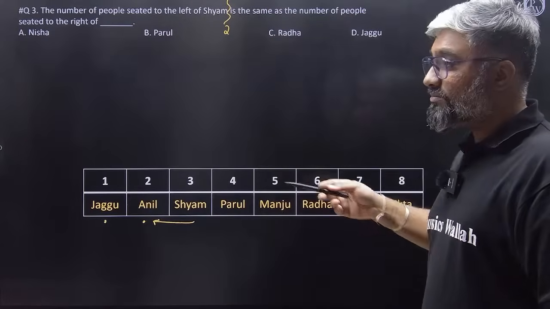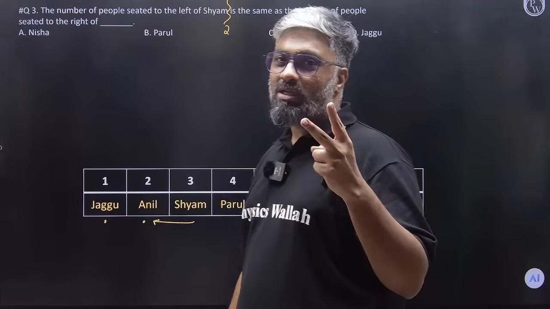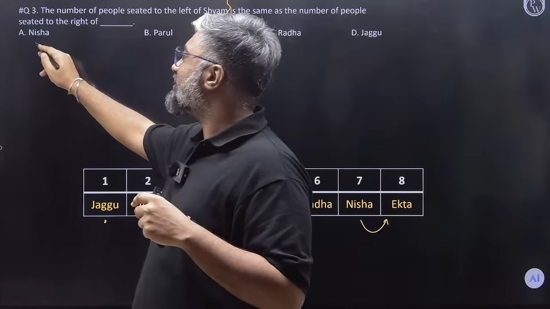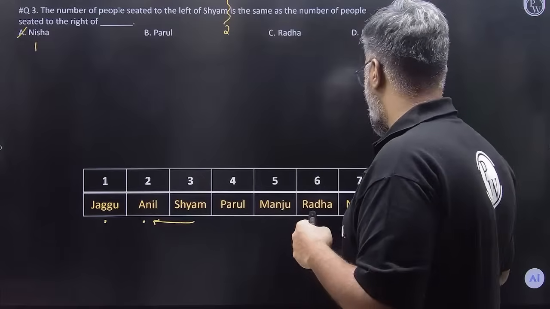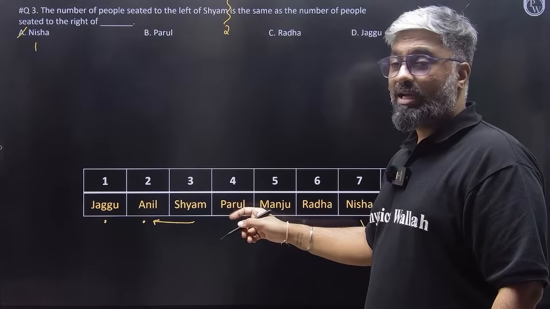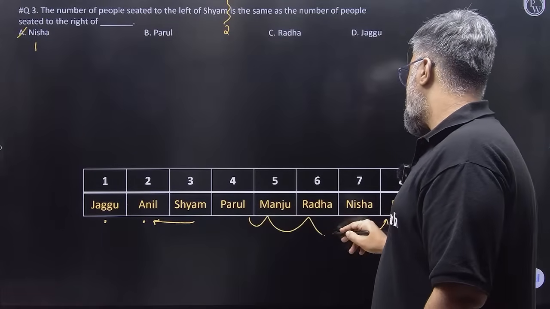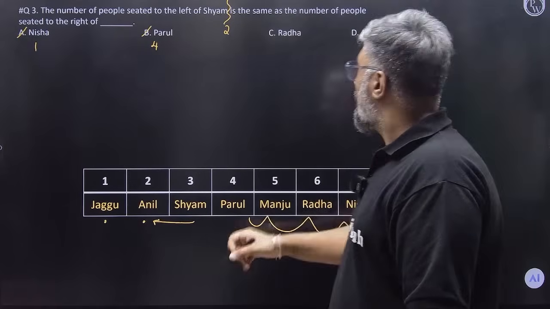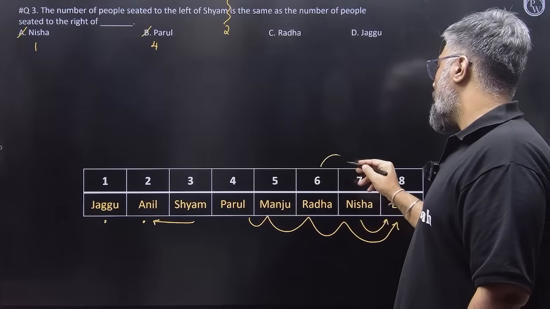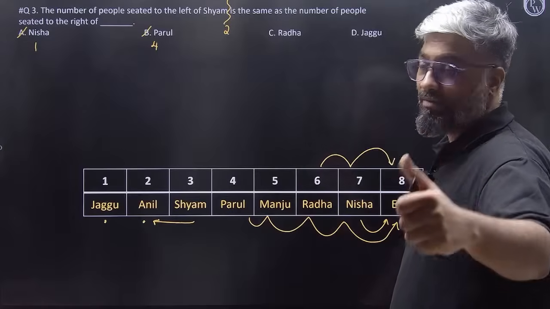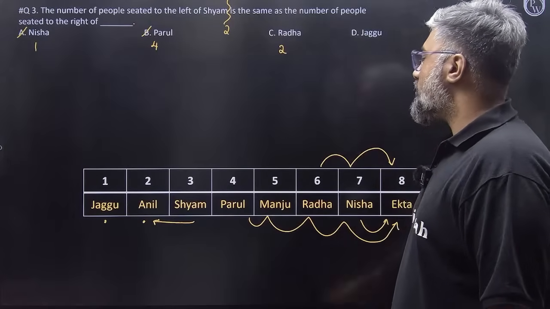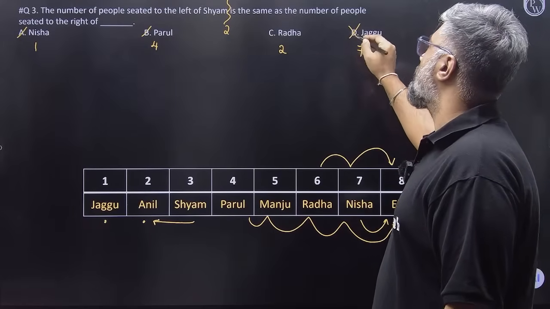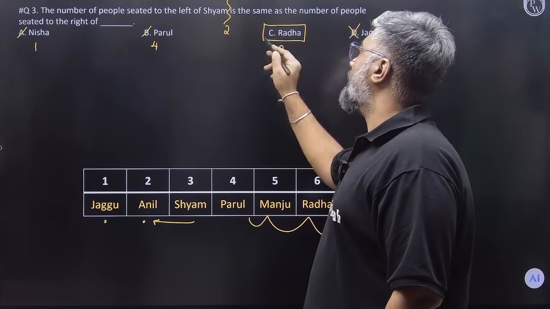Could it be Nisha? Does Nisha have exactly 2 people to the right of her? There's only 1 person to the right of her. Can't be. Can it be Parul? 1, 2, 3, 4 people are to the right of Parul. We're just looking at 2 people being right of it. Could it be Radha? 1 person, 2 people to the right of Radha. Perfect. What about Jaggu? There's 7 people to the right of Jaggu. So our answer is option C, Radha.